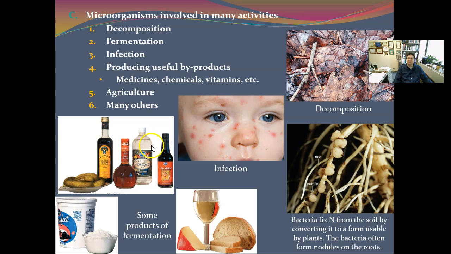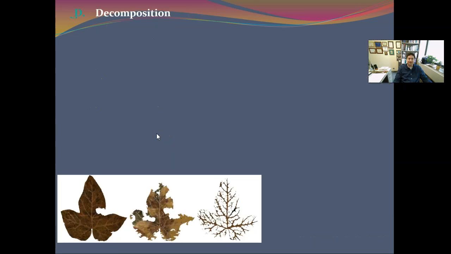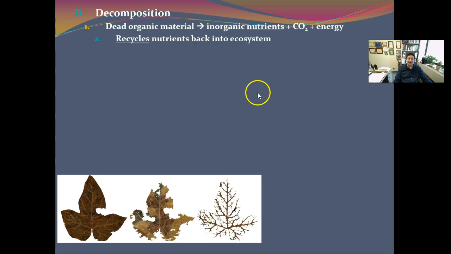Now, again, of particular importance is decomposition. So if we look at that in a little bit more detail, decomposition refers to breaking down dead organic material. So if a living thing dies, all those nutrients that are in its body are still there. They don't just go away because the organism's dead, they're still there. So decomposition is where dead organic material is broken down into inorganic nutrients, and then we also release some carbon dioxide and energy in that process.